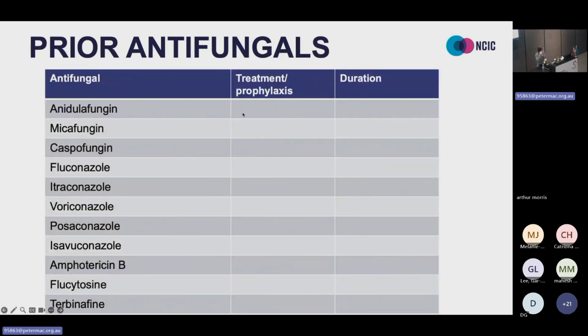I've just put this in a table, but it's quite straightforward to enter into REDCap. It is essentially whether you can select if there was an antifungal that someone was on for treatment or prophylaxis and how long they had been on that.